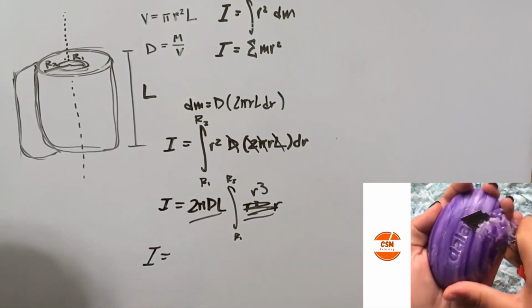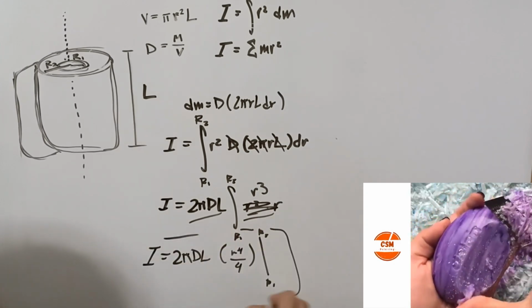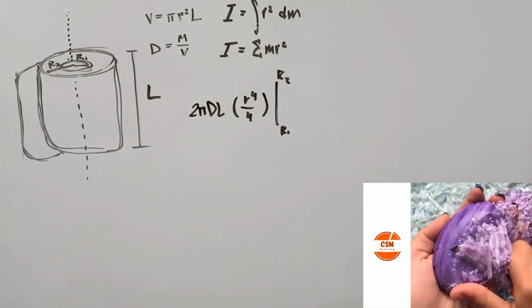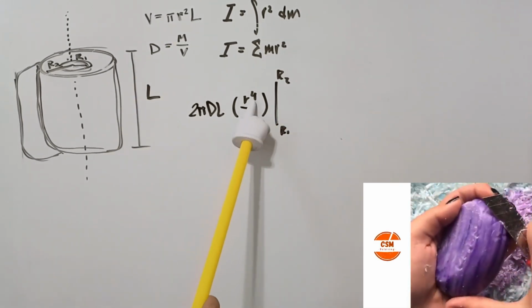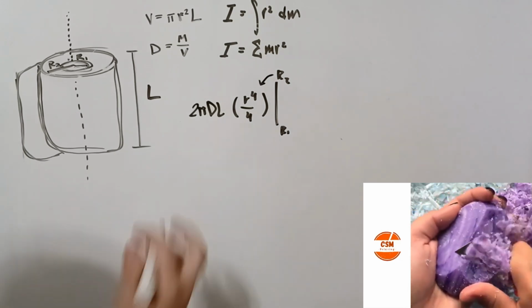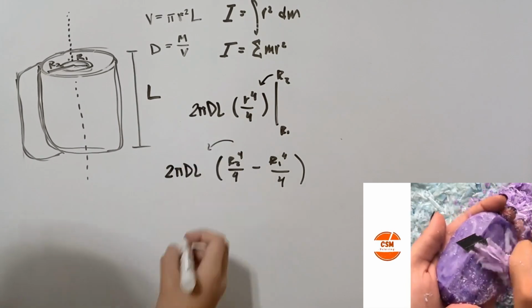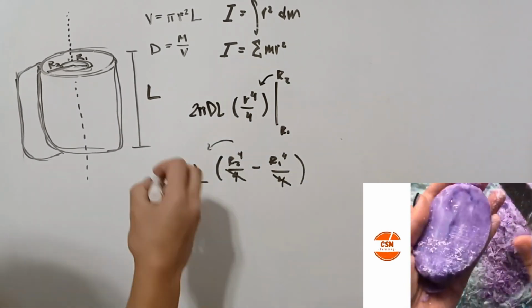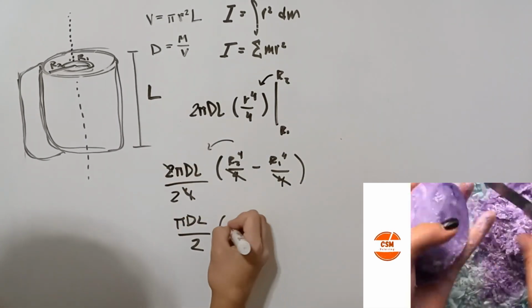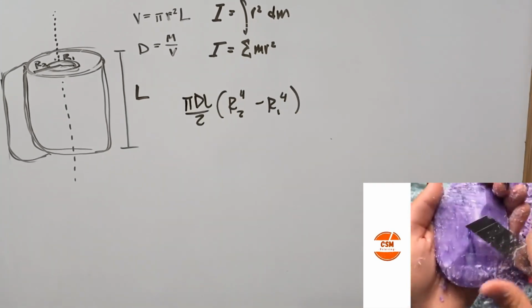The integral of r cubed is r to the 4th power over 4, and we're going to evaluate this from r1 to r2, with 2 pi dl unchanged because they are constants. To evaluate the function, we're going to put it to where the function's value at r2 is subtracted by the function's value at r1. You can bring out the 1/4 as a constant, leaving the outside to be pi dl over 2 times r2 to the 4th power minus r1 to the 4th power.